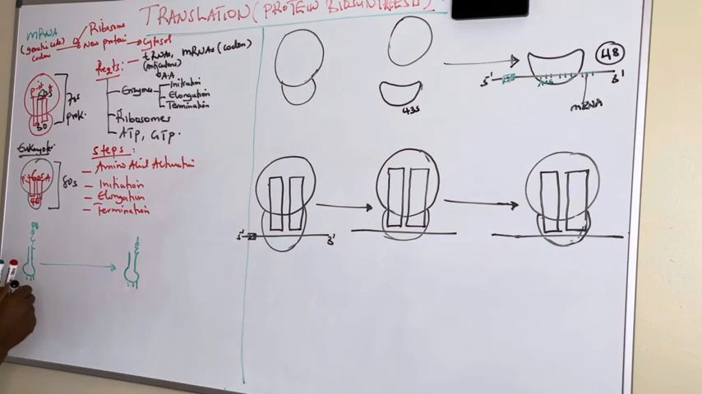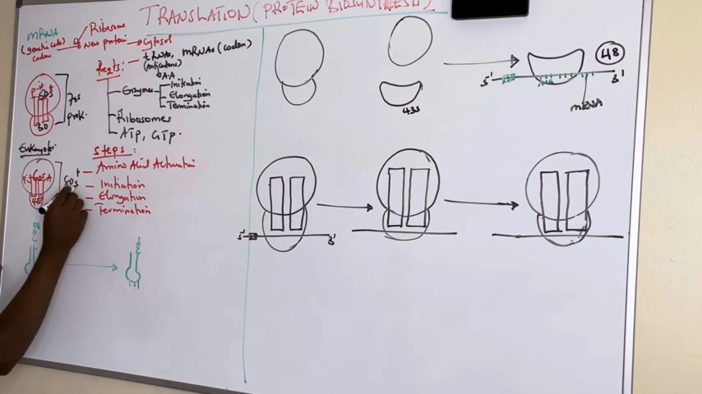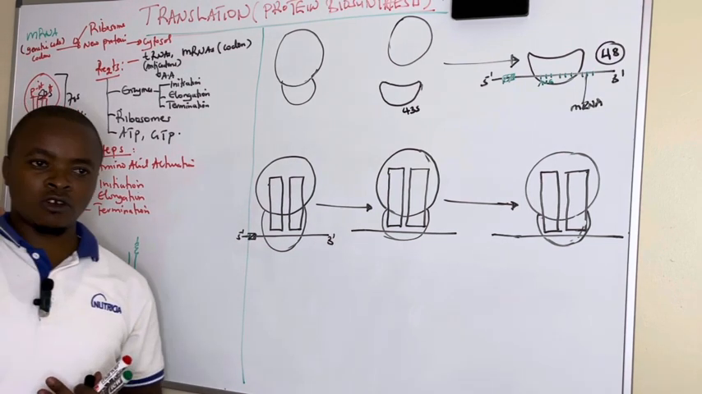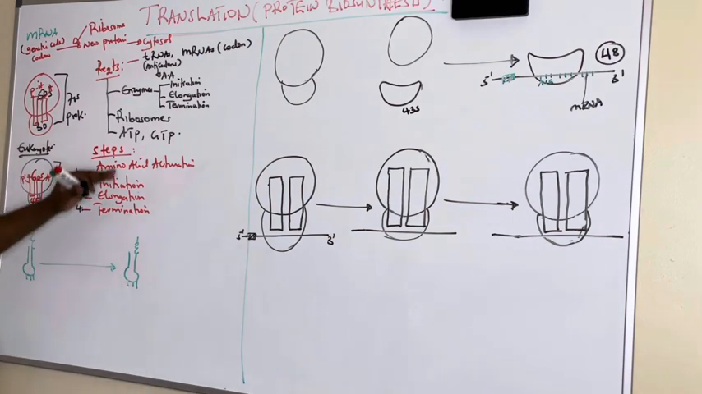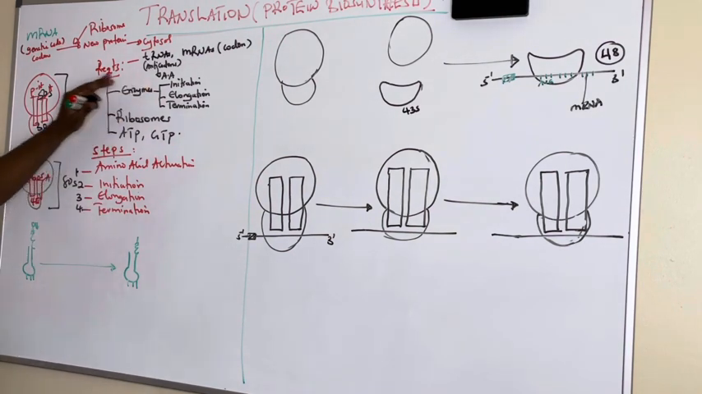That is, the first one being amino acid activation or charging. Number 2 is initiation. Number 3 is elongation. Number 4 is termination, and after we shall also talk about what we call post-translational modification. So we are going to discuss these steps using these requirements listed here.